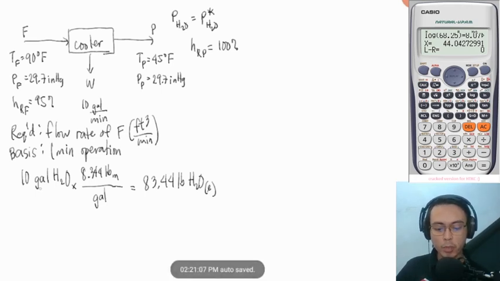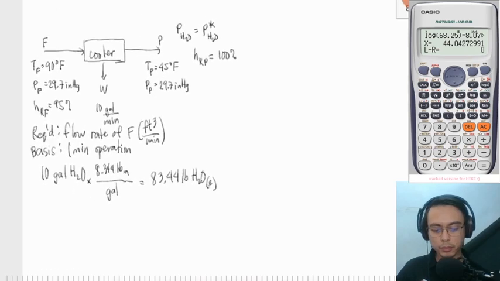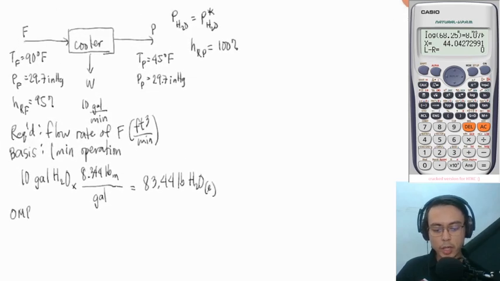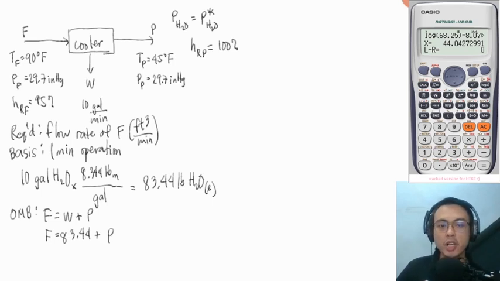Now, let's perform the OMB. What is your OMB here? F is equal to W plus P. F is equal to 83.44 plus P. Now, keep in mind that this is not a reactive process. So our OMB can either be an overall mass balance or an overall mole balance. Remember, you cannot use moles in an OMB for reactive processes, but for non-reactive processes such as this, you can use moles in OMB as well as mass. Okay?